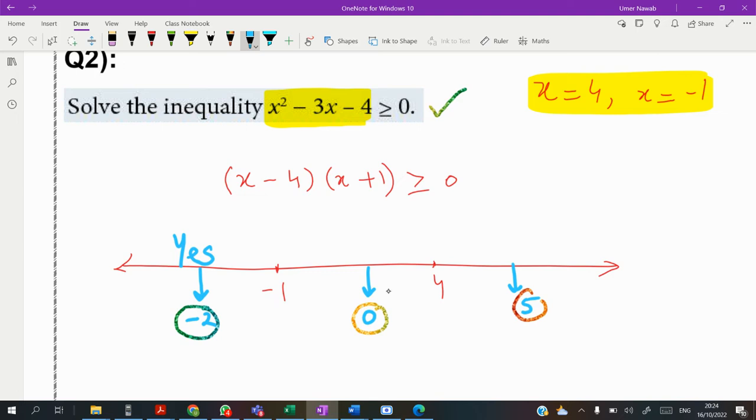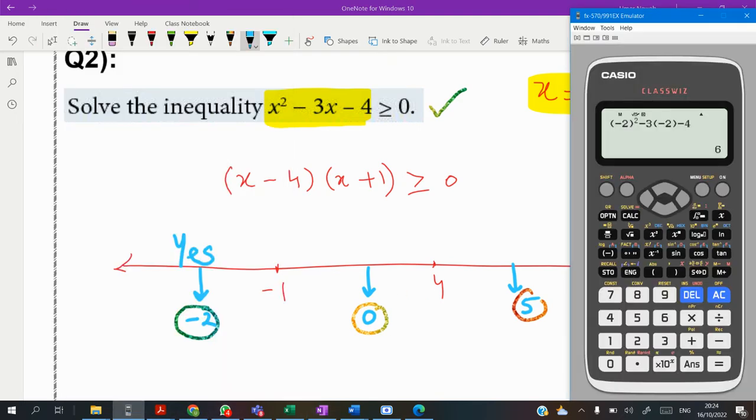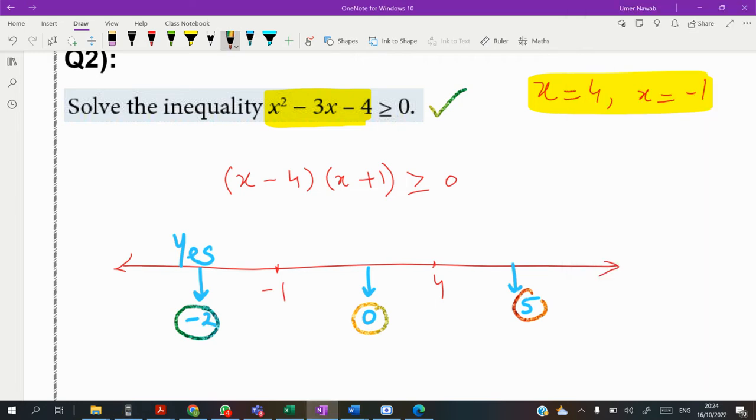Now between minus 1 and 4, you pick 0. Now in the calculator where you wrote minus 2 in the place of x, delete it and write 0 over there. Check what is the answer you got? Minus 4. Do you think minus 4 is greater than or equal to 0? No, negative numbers are not greater than or equal to 0. So the answer is no. This region is not satisfied. So which region is satisfied? All the values of x which are less than minus 1.